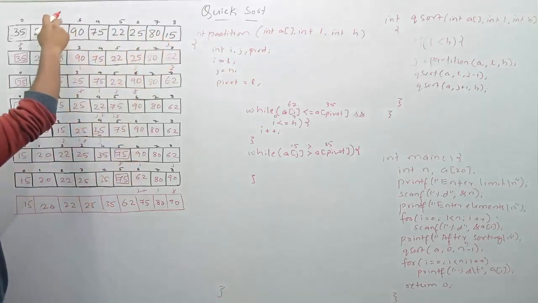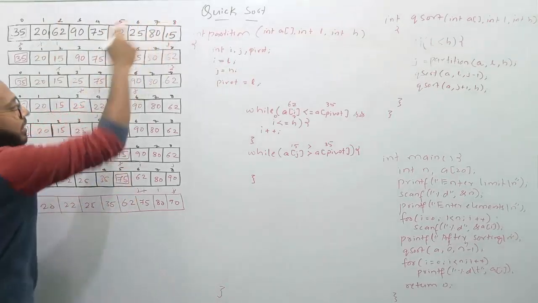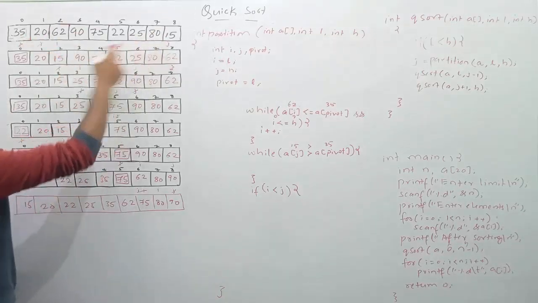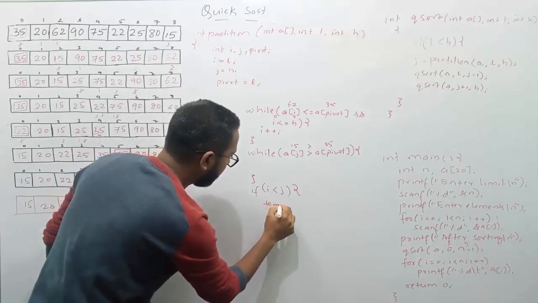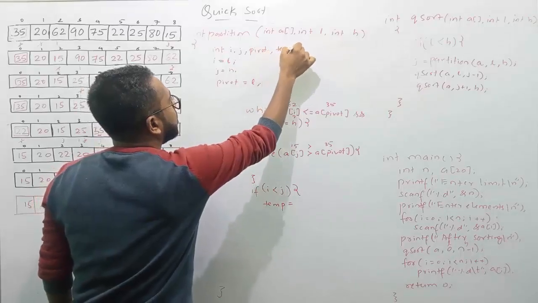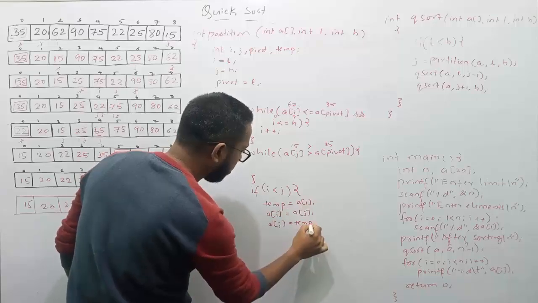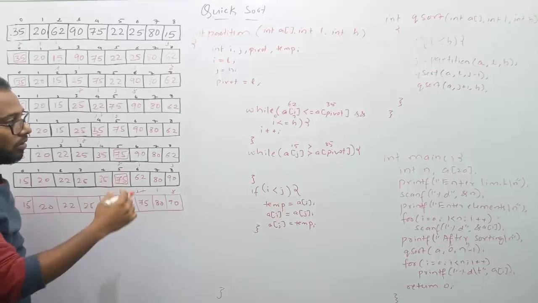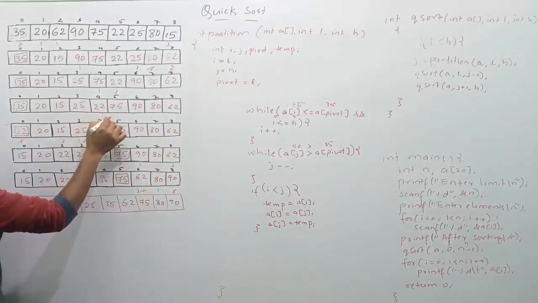When the value of I is lesser than j, so 2 is lesser than 8, we need to swap I with j. So as you can see, 15 comes here and 62 comes there. Temp is equals to, I need to take one more variable, temp equals to array of I. Now again we need to perform the same thing. This is I, this is j.